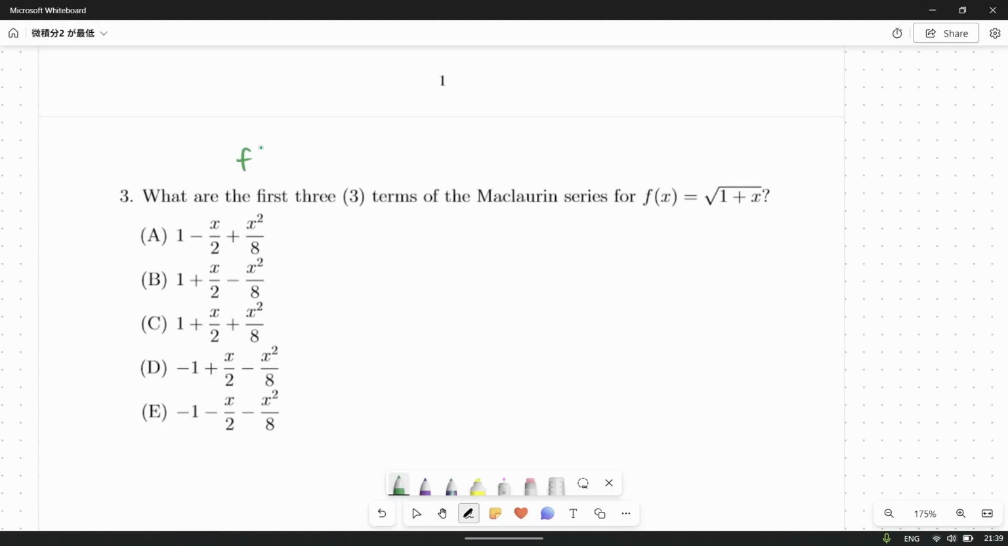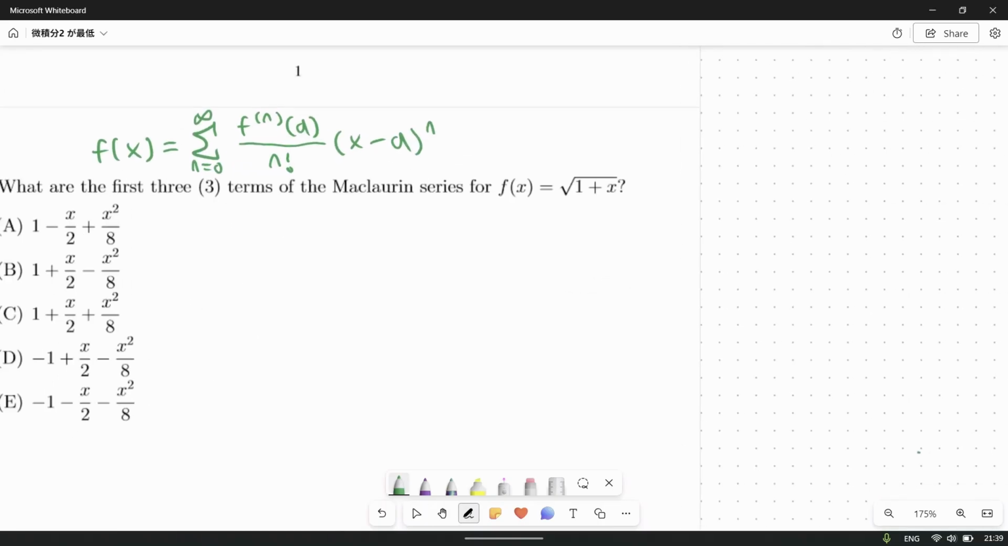So let me write out what the formula for a Taylor series is, and then go from there. If you were to use a Taylor series on a function, we can say that f of x is going to be equal to the infinite sum from n equals 0 to infinity of the nth derivative of f evaluated at a over n factorial times x minus a to the n power. And I mentioned that a Maclaurin series is a Taylor series centered at 0. So that's just a case where a is equal to 0.